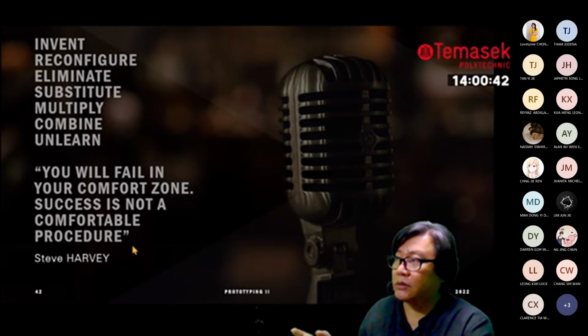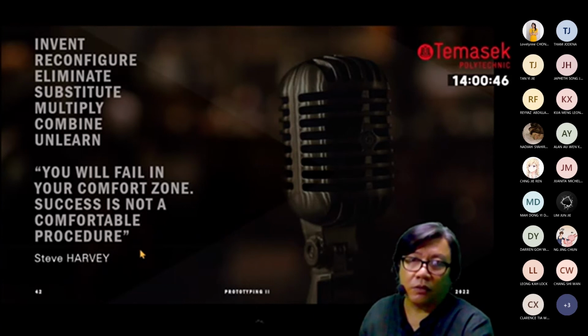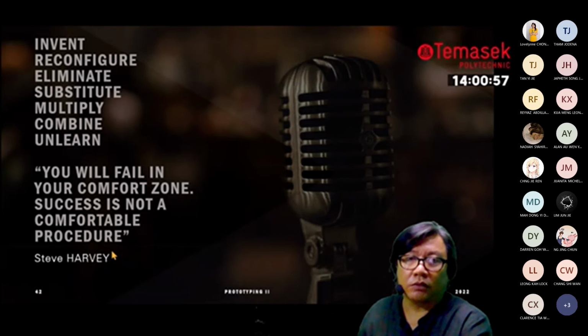A quote from famous presenter Steve Harvey, also an entrepreneur himself. He said that you will fail in your comfort zone. Success is not a comfortable procedure. So it's true. Whatever example you come up with, this one will remain true.